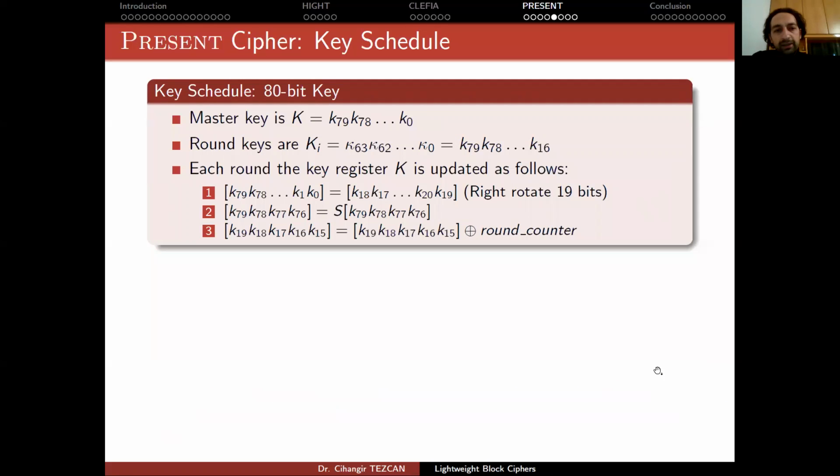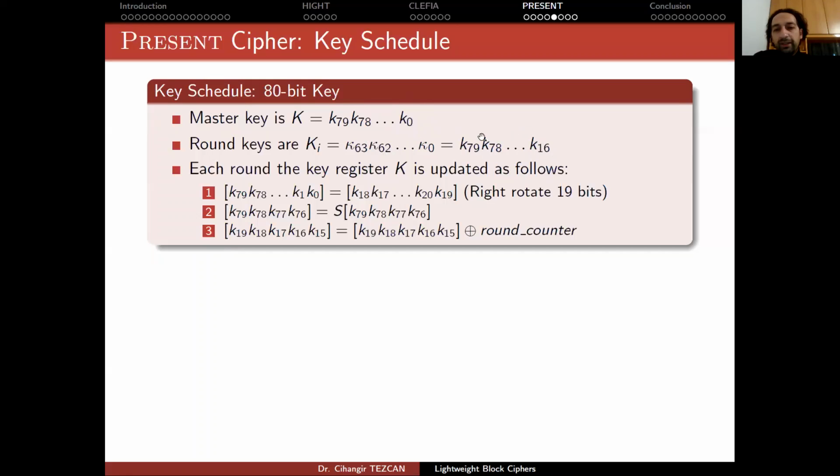So let's look at the key schedule algorithm. Your master key is K, which is just 80 bits. We represent every bit with small k, so the rightmost bit is k0. As you can see, round keys are the leftmost 64 bits of this master key. You keep this master key in a register. As a round key, you are always using the leftmost 64 bits, but you're updating this register every round.